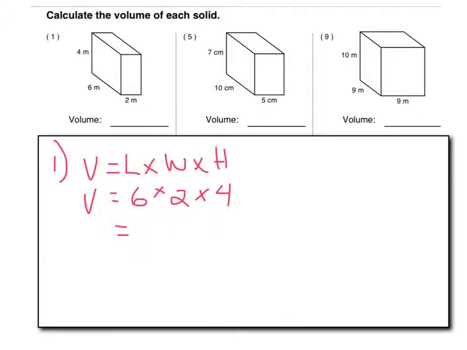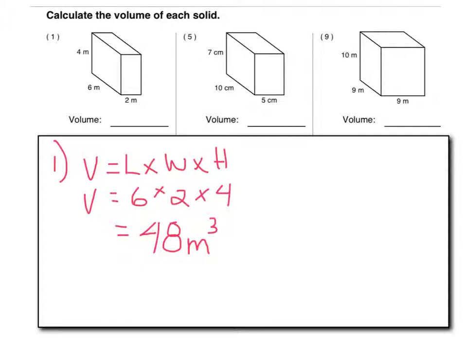This one we probably don't need to use a calculator for. 6 times 2 is 12. 12 times 4 is 48. You're welcome to use a calculator if you need to. It is meters cubed, because we are finding out how many meter cubes that are a meter long on each side would fit into that shape. Whew, that'd be a big shape.